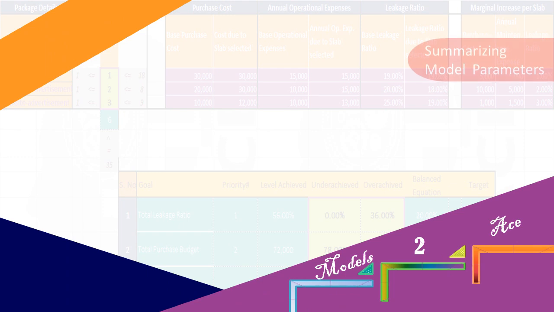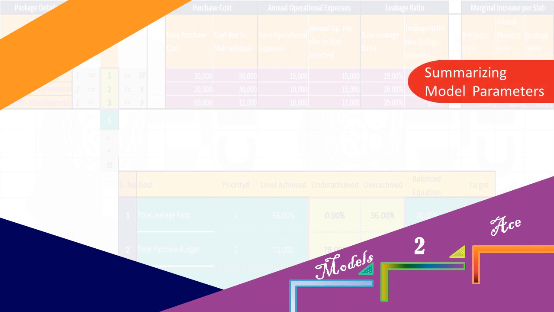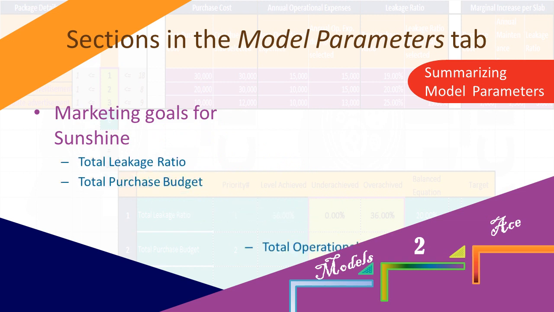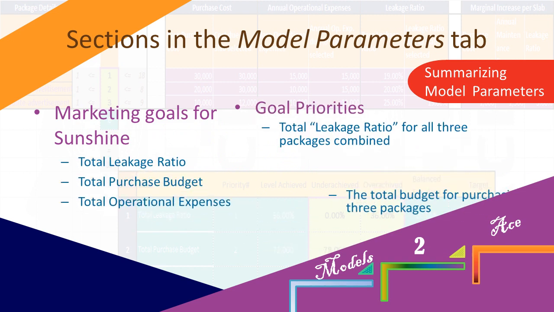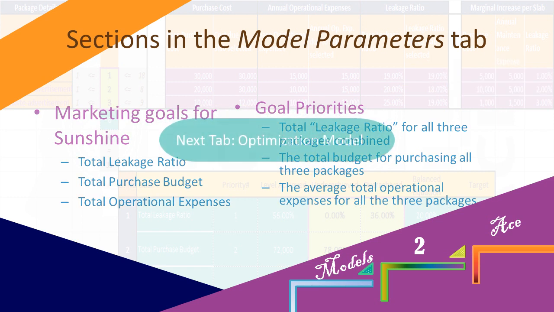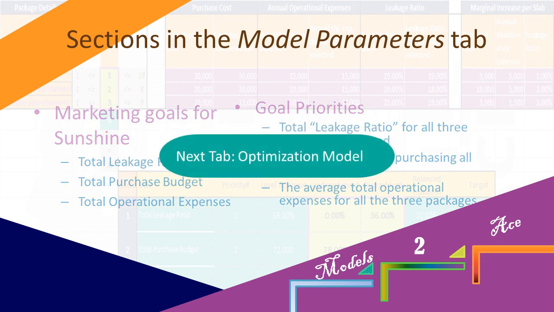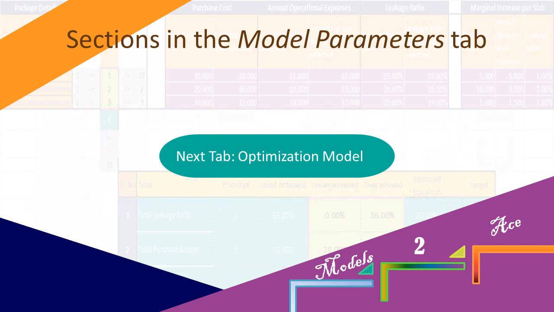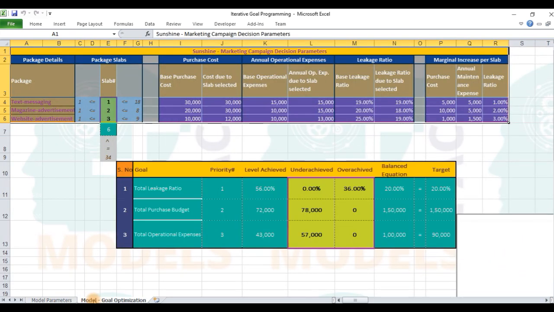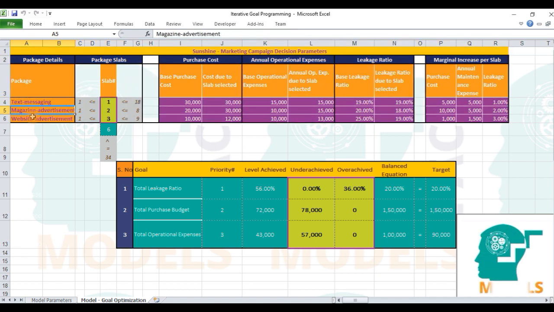Summarizing the Model Parameters tab, we have the section on the marketing goals for Sunshine and the section listing out the priorities of the stated goals. The next tab contains the model that decides on selection of the mix of packages, optimizing factors against these goals. Proceeding to examine the next tab, titled Model, Goal Optimization, this table presents the details on the 3 marketing channel packages.